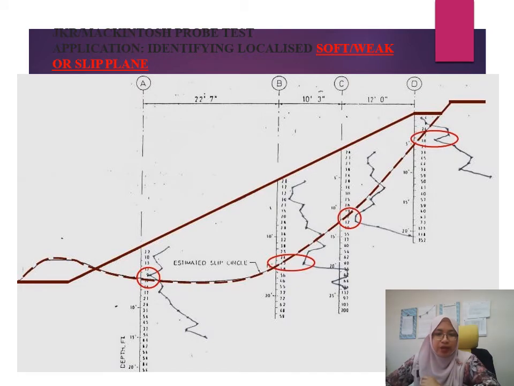Okay, so this result also can be used to identify a soft or weak plane on a slope. For example, you conduct probe tests on the slope, and then you can identify where the weak plane of the slope is. Weak plane means that you get the very minimum number of blows. So you have to identify which depth, which layer, you get a very small number of blows.